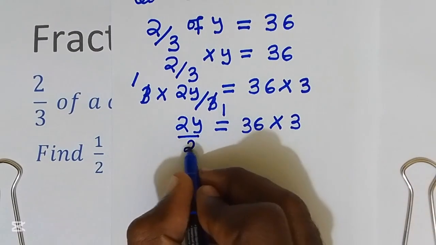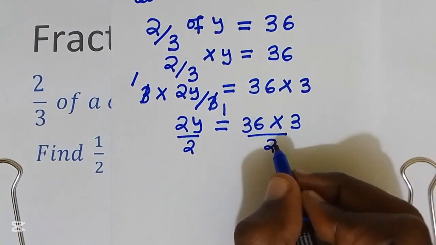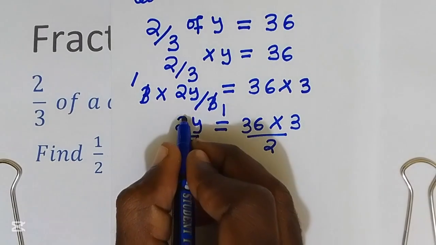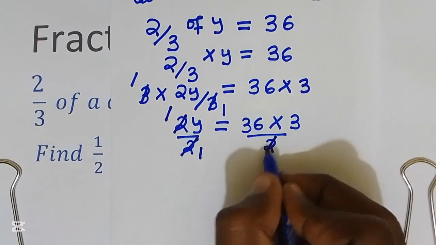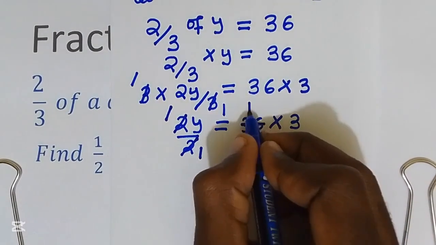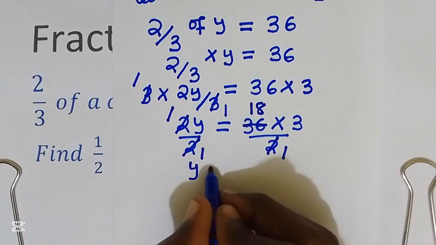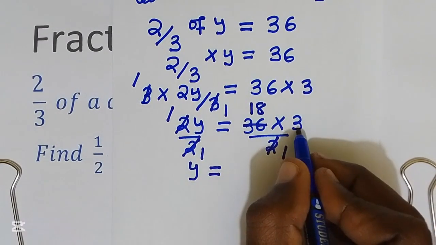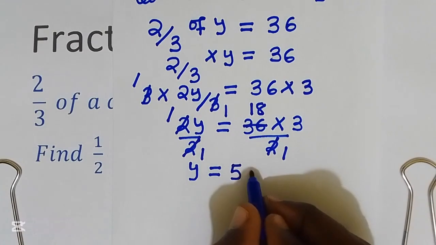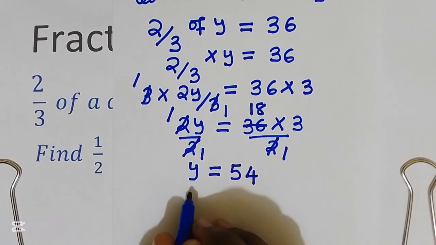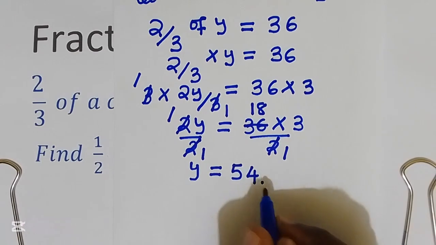I'm going to divide by 2. By 2, we got 1. By 2, we got 1. By 2, it is 18. Now, y is equal to 18 multiplied by 3, which is equal to 54. So, the certain number that they are talking about is 54.